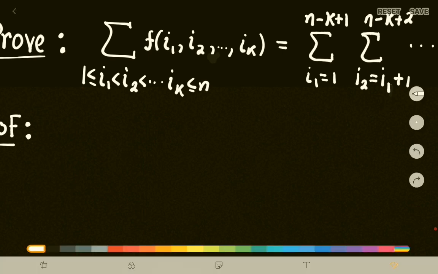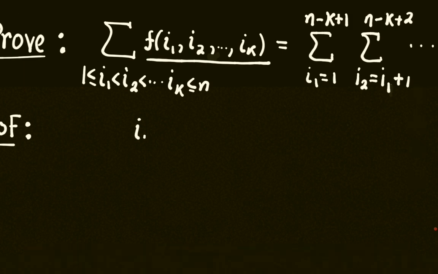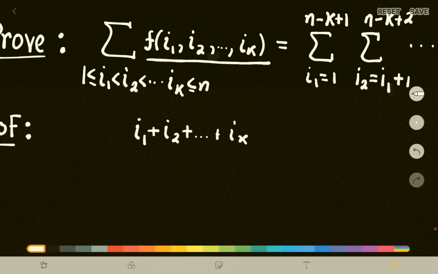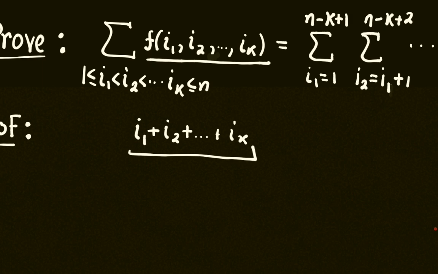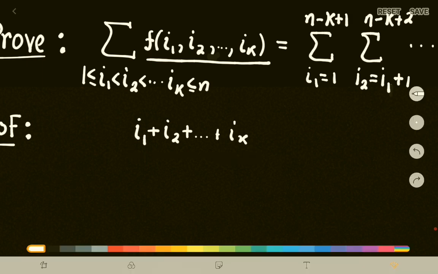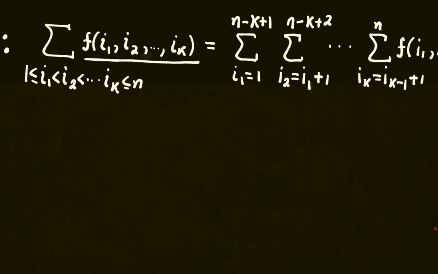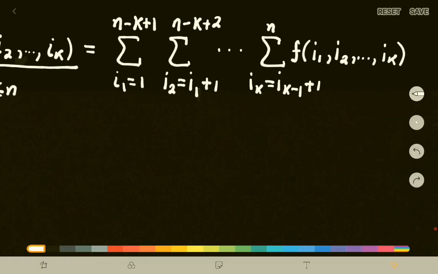Now, this is a general function, f of I1, I2, all the way up to Ik. Like, you can take an example like I1 plus I2 all the way up to Ik. So we consider the general function. This is one of the examples. Now we want to prove that this summation is actually equal to this nested summation.